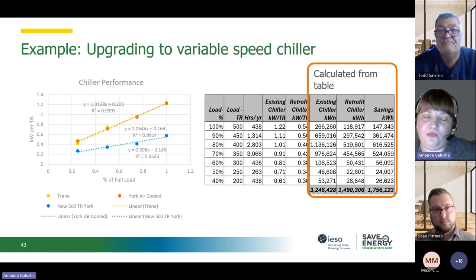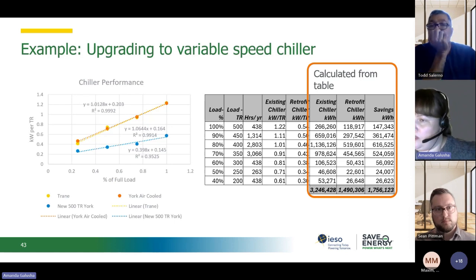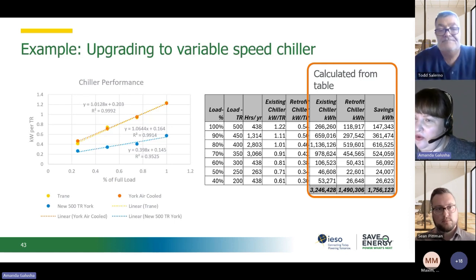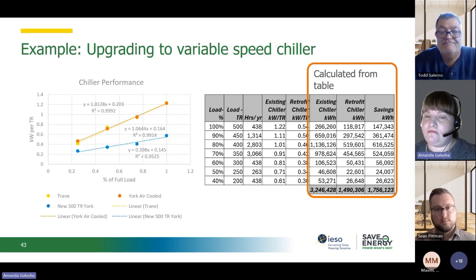I think this really illustrates the importance of the baseline and that load, like you mentioned. And if that's not accurate, the savings are really not going to be correct, right? So I love this example, this illustration here.